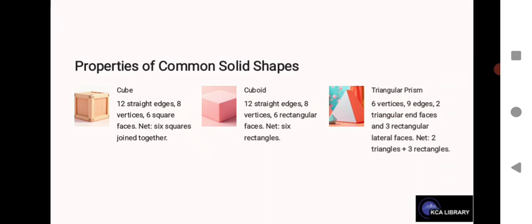Let's start with the cube. A cube has 12 straight edges, 8 vertices, and 6 square faces, so 6 squares joined together make up a cube. Now a cuboid has 12 straight edges, 8 vertices, and 6 rectangular faces. So that is what it means. While a triangular prism has 6 vertices, 9 edges, 2 triangular end faces, and 3 rectangular lateral faces.